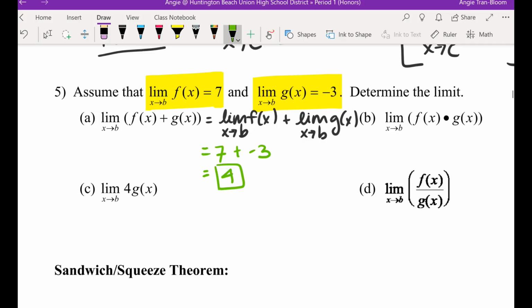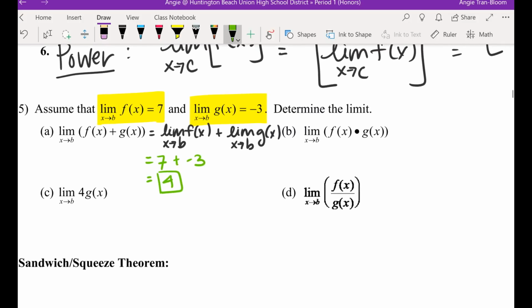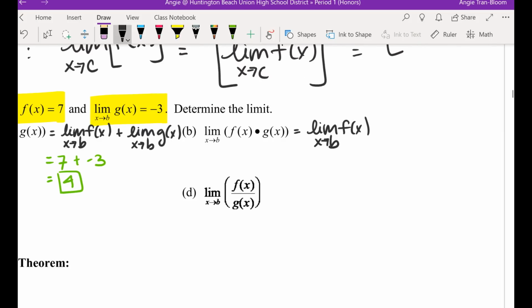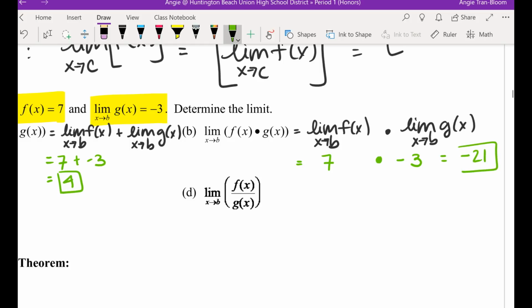Now, same thing with b. When you have two functions multiplying together and then it asks you to find the limit, the rule said you can break them up. You can go limit of f of x as x approaches b times the limit of g of x as x approaches b. You already have the answer to each one in the problem itself. The limit of f of x is 7. The limit of g of x is -3 as x approaches b. So this final answer is -21.